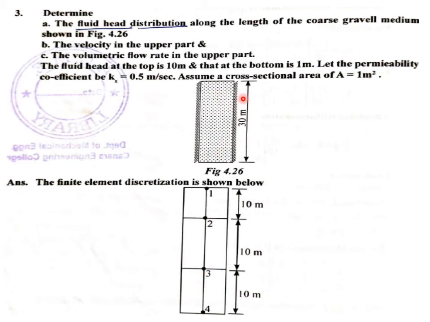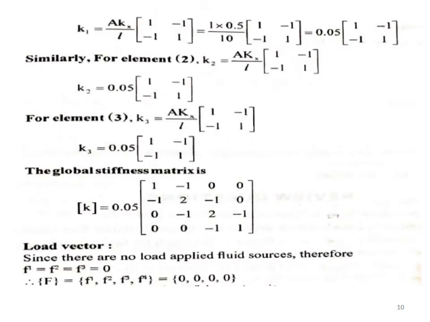Uniform cross-section bar. So we are dividing it into three elements of each 10 meter, 10 meter, 10 meter. Three elements with four nodes: node 1, node 2, node 3 and node 4; element 1, element 2 and element 3. Okay. So same procedure, no changes.